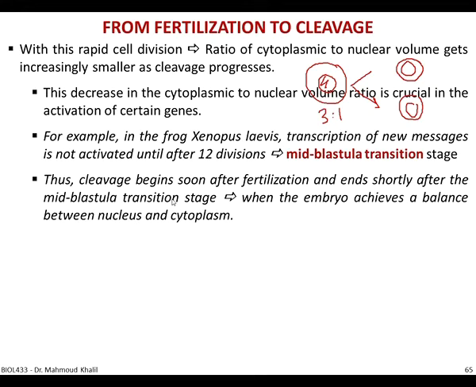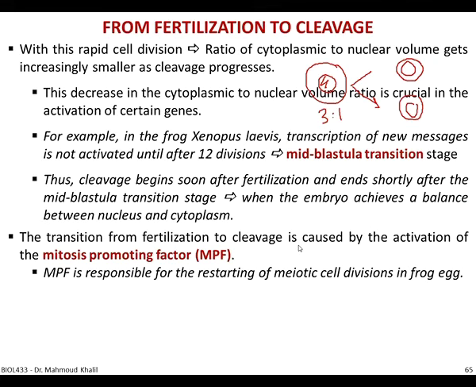So cleavage begins soon after fertilization and ends shortly after the mid-blastula stage, when the embryo achieves a balance between the nucleus and cytoplasm, meaning the balance in the ratio of nucleus to cytoplasm. The transition from fertilization to cleavage is caused by the activation of a set of factors called mitosis promoting factor, which are proteins.